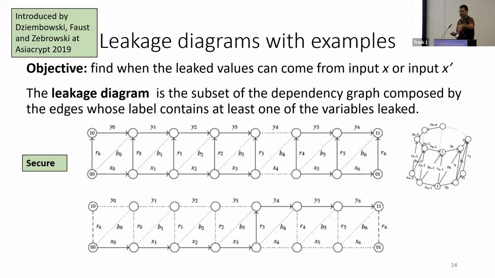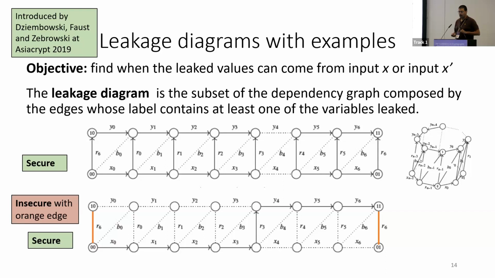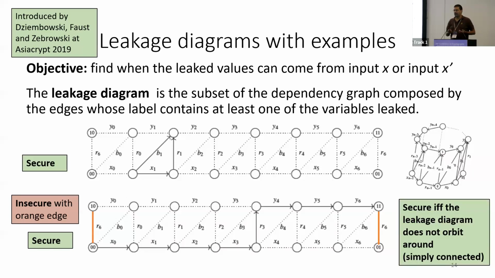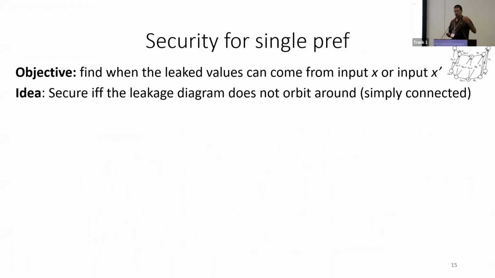On the other hand, if we leak these values, we are secure and we do not form a loop. But if we add this edge, we are again secure, yet we form a loop around the cylinder. Clearly this leakage diagram still forms a loop, but it is secure because it is independent from all shares except x1. So the idea is that the leakage is secure if the leakage diagram corresponding to this leakage does not orbit around the cylinder.